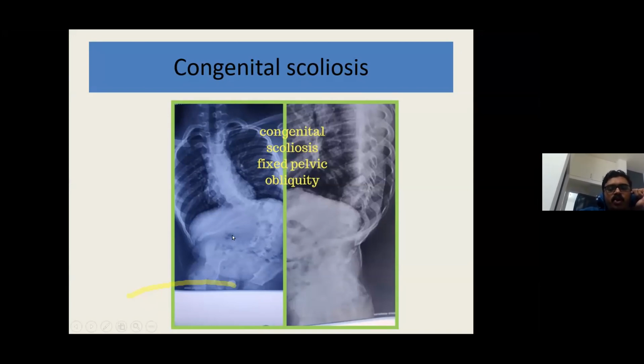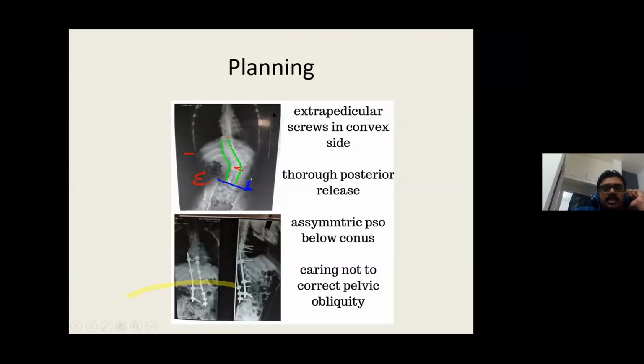One more point that we had to consider was that if we do a more severe correction of this curve, he will lose this pelvic obliquity, and what will happen is his limb will become much shorter. So the child who was ambulating might become less ambulatory, which will compound the problem for us. So our plan was something like this.